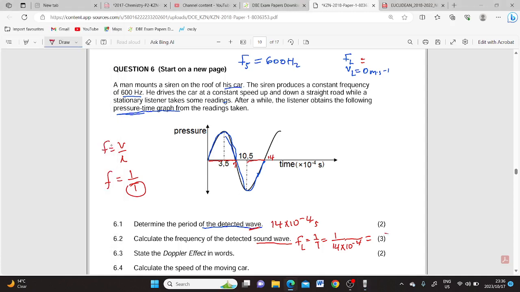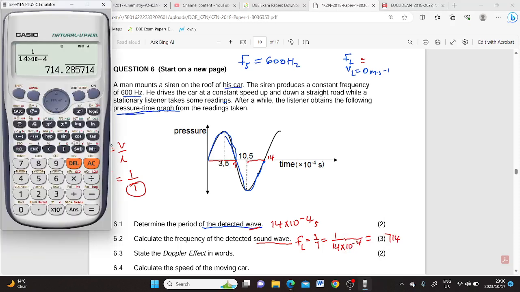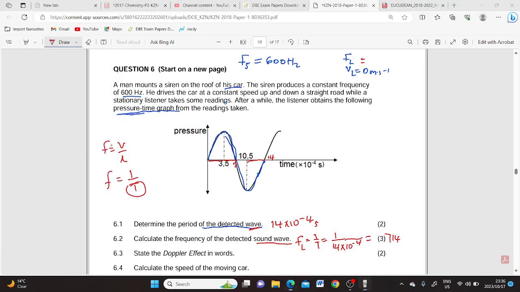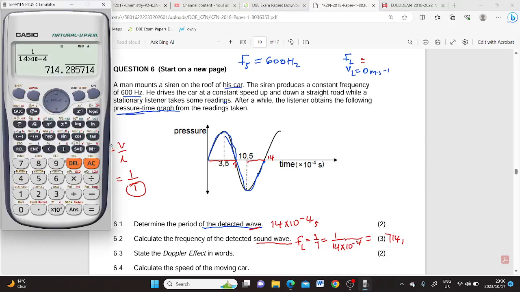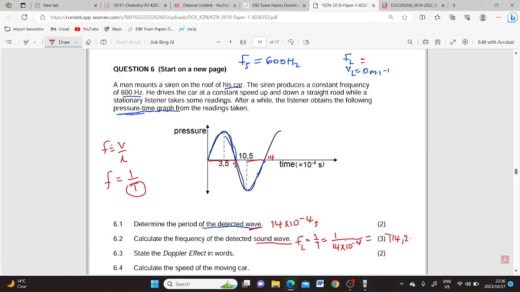So this is 714.29 hertz. This is the frequency of the listener, 714.29 hertz. So it shows that the car was approaching him.